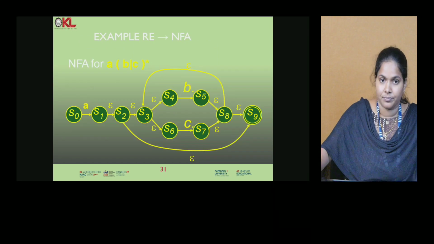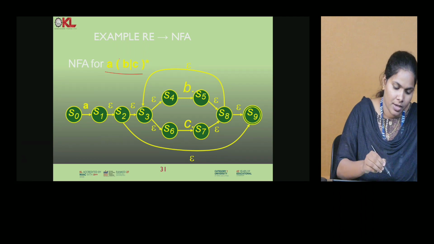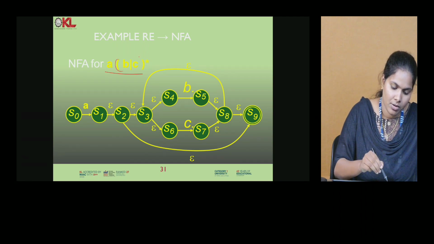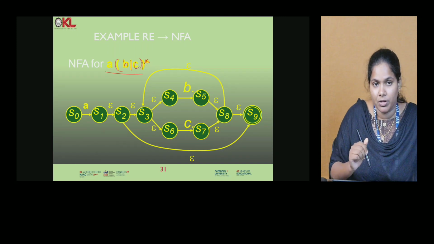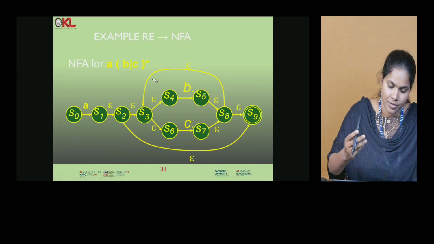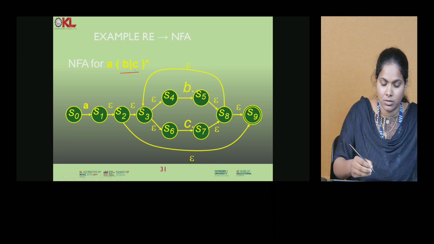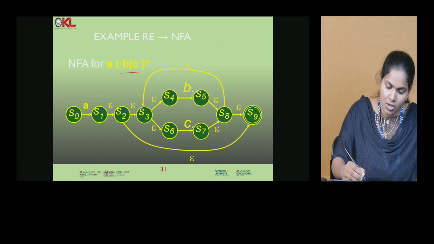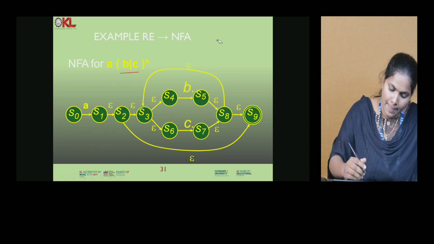Okay, so try this one. NFA for A and B or C, it will be like star. So first, for which one do you need to generate the NFA? First generate B or C. What is the NFA for B or C? We need to generate that first.